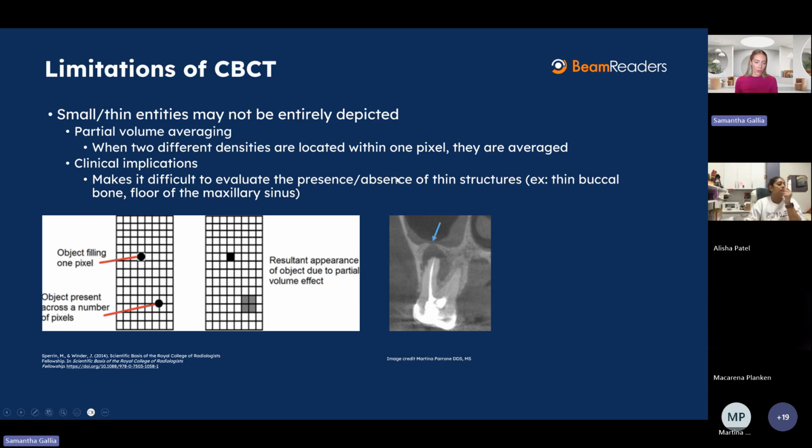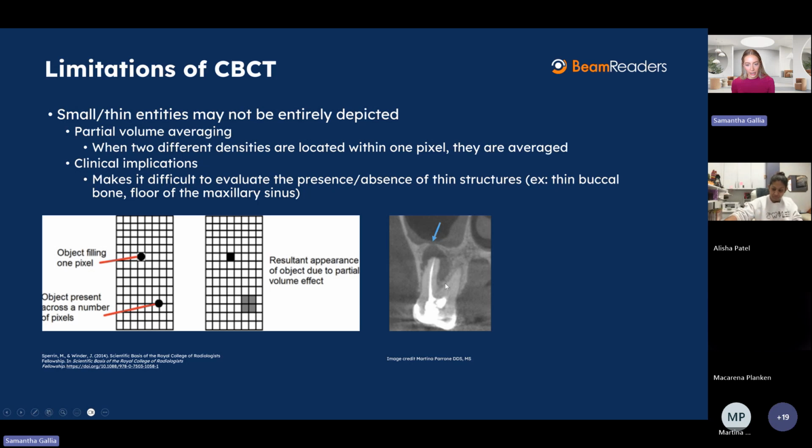And so hopefully that wasn't too confusing. I know it's a confusing topic, and we could talk about it more later, but basically, it makes it difficult to evaluate the presence or absence of thin structures. So clinical implications of this are going to be thin buccal bone, so telling whether or not there is buccal bone present. And then floor of the maxillary sinus is another really thin object.